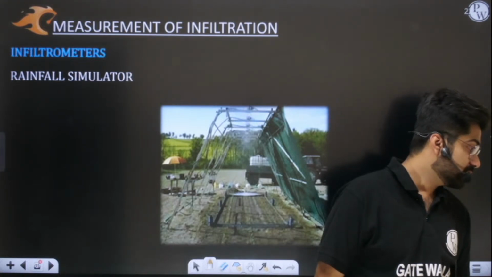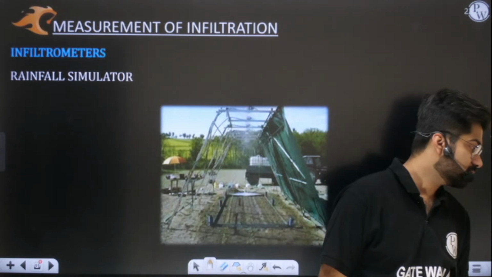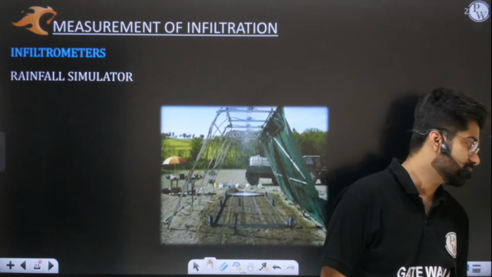Sushil is saying, sir, less value due to compaction of soil voids during installation in comparison to natural soil voids. Yes, yes, yes, dear.